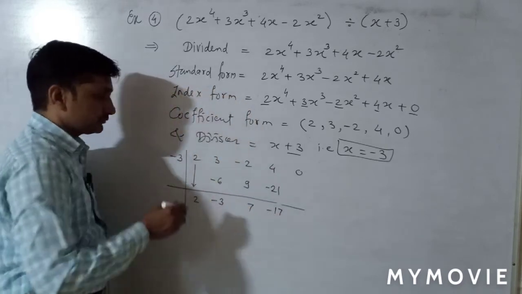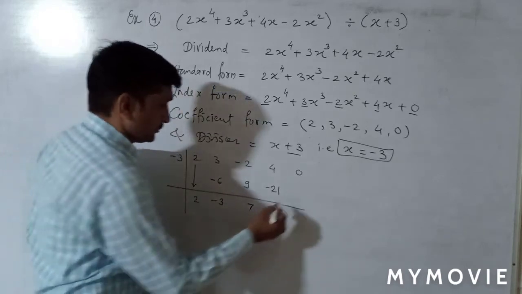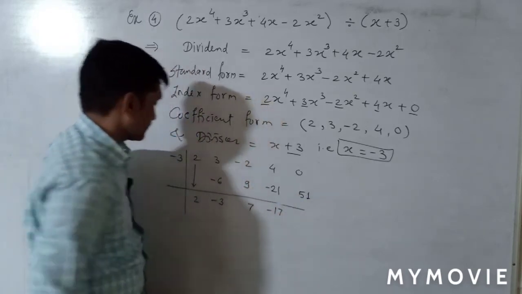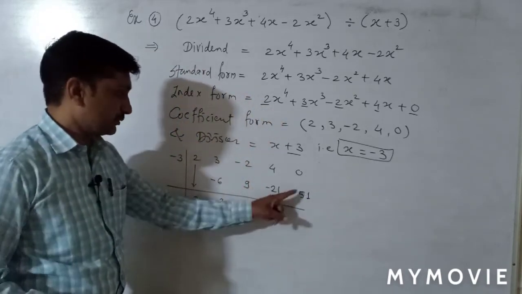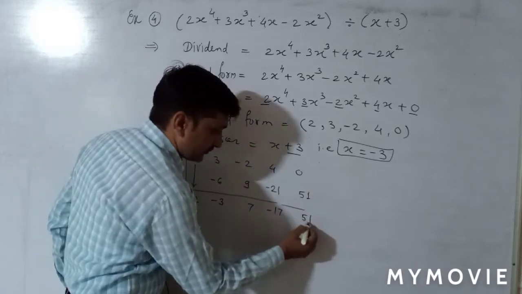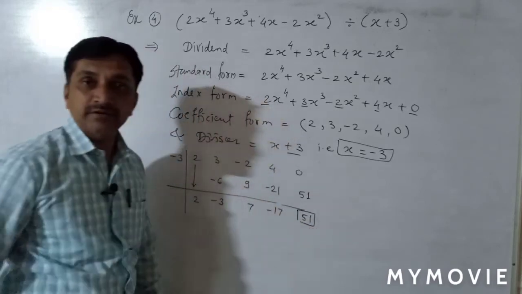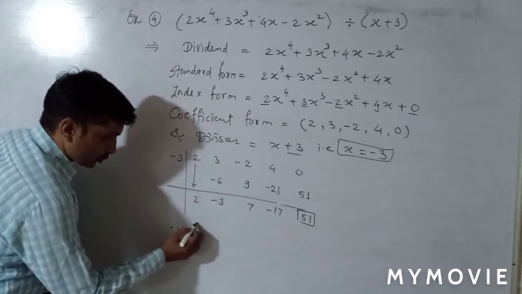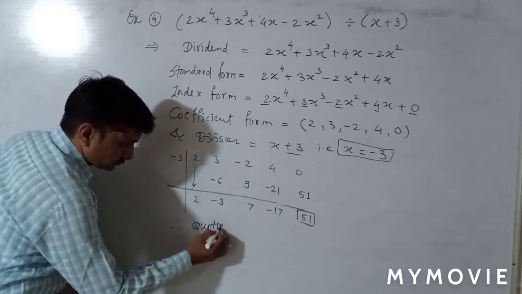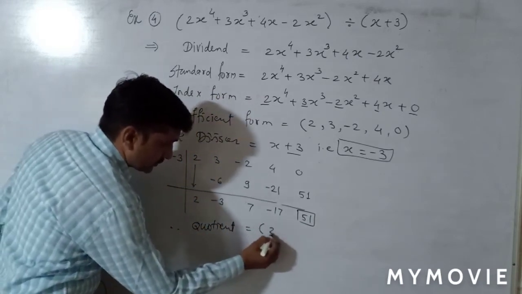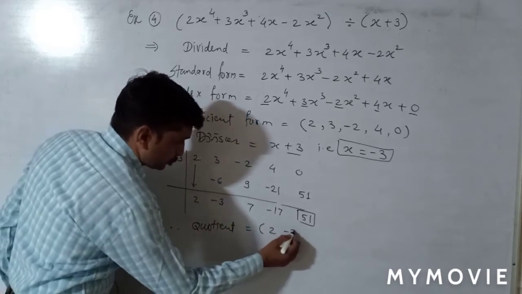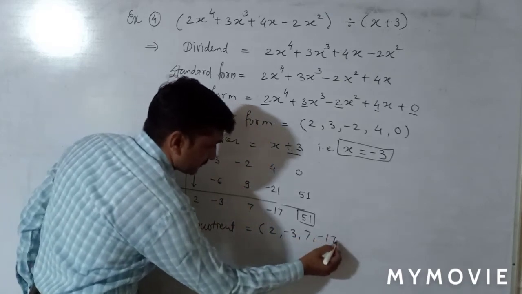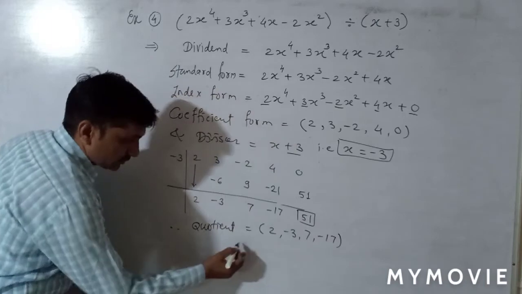17 3s are 51, plus, minus minus plus, and 0 plus 51, here 51. This is the remainder at last. Therefore, quotient now: we write the quotient in coefficient form first: 2, minus 3, 7, minus 17. Don't write 51, that's the remainder.